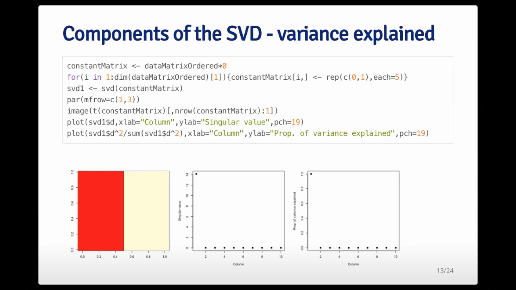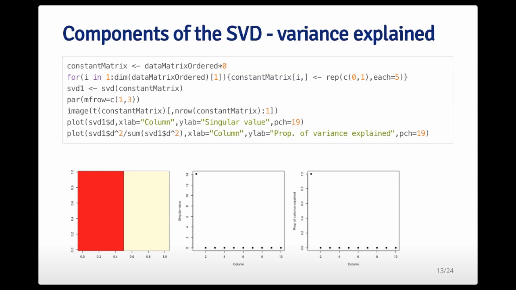So let's take a closer look at the variance explained. Here I've got a very simple example, which is basically a matrix that has either zeros or ones. And so the idea is that there's only one pattern in this matrix, right? The first 5 columns are zeros, and the second 5 columns are ones. That's it, nothing special. And if I plot the data, you can see that on the left plot, the first 5 are red, and the second 5 are yellowish white.